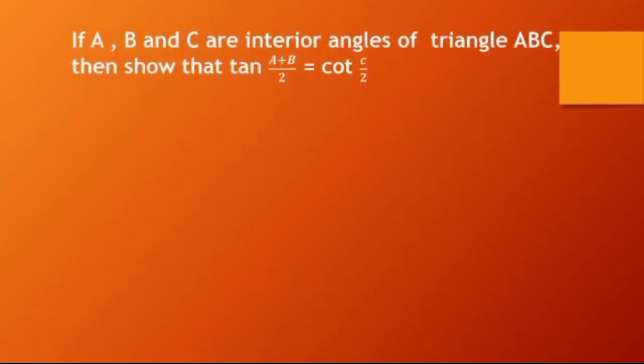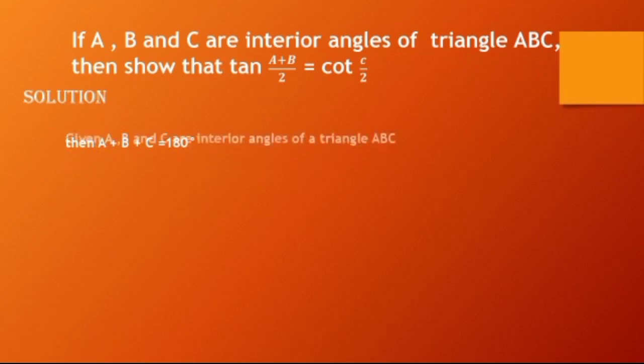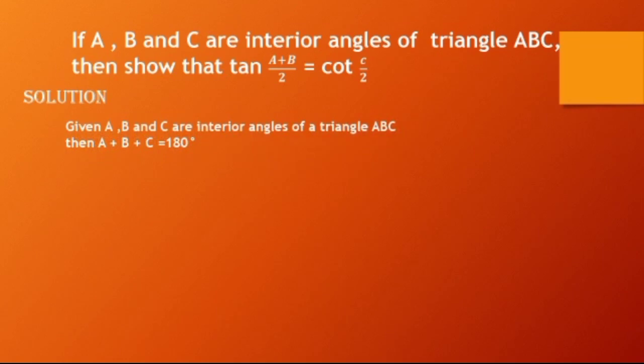If a, b and c are interior angles of triangle ABC, then show that tan((a plus b) by 2) equal to cot(c by 2). Solution. In the problem, given that a, b and c are interior angles of triangle ABC, then a plus b plus c equal to 180 degrees.